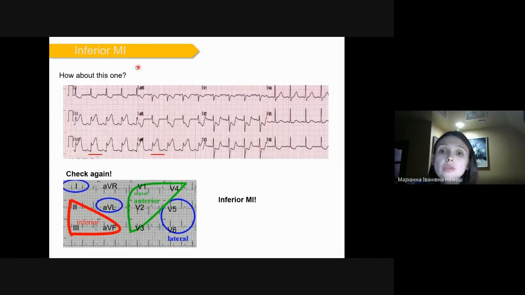The same situation will be here. In this case, we have an inferior myocardial infarction due to the elevation of ST in leads II, III, and aVF, which are responsible for the inferior wall of the heart. And also you can see inversion of the ST segment and increase of the T wave in the chest leads.